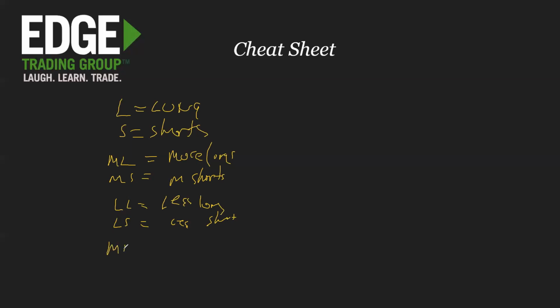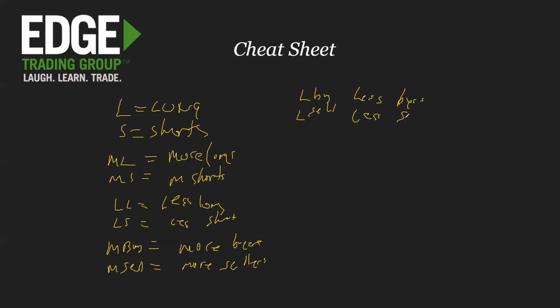Now, MBUY, because if I go MS, it's going to confuse with this, but MBUY and MSELL is what? More buyers, less sellers. That's all. More buyers, less sellers. All right. I'm writing with my right hand and I write lefty, so bear with me. More sellers. So those acronyms mean that. LBUY and LSELL, less buyers, less sellers. All right. Pretty simple. Less buyers, less sellers. Got it? Got it.